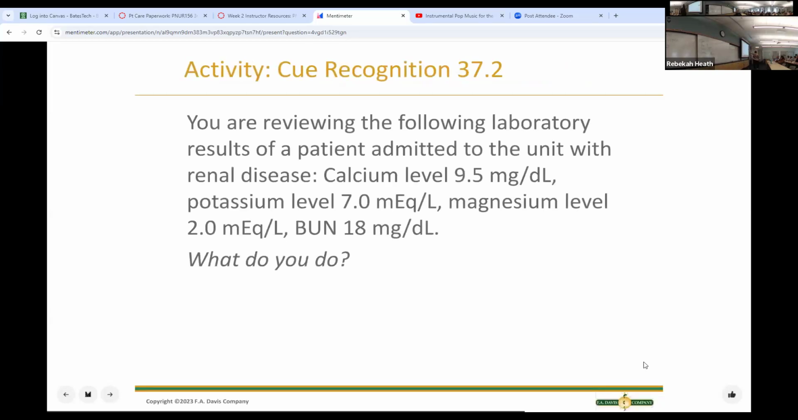All right, so let's do a quick activity. You have a patient who came to the unit with renal disease, kidney disease, and we're just going to say that's chronic kidney disease. Their calcium level is 9.5, potassium is 7, magnesium is 2.0, and BUN is 18. What do we do? Try to reduce the potassium. So in a clinical setting, you guys are going to be the nurse. As a nurse, what does the nurse do? Inform the provider. Always a good one.